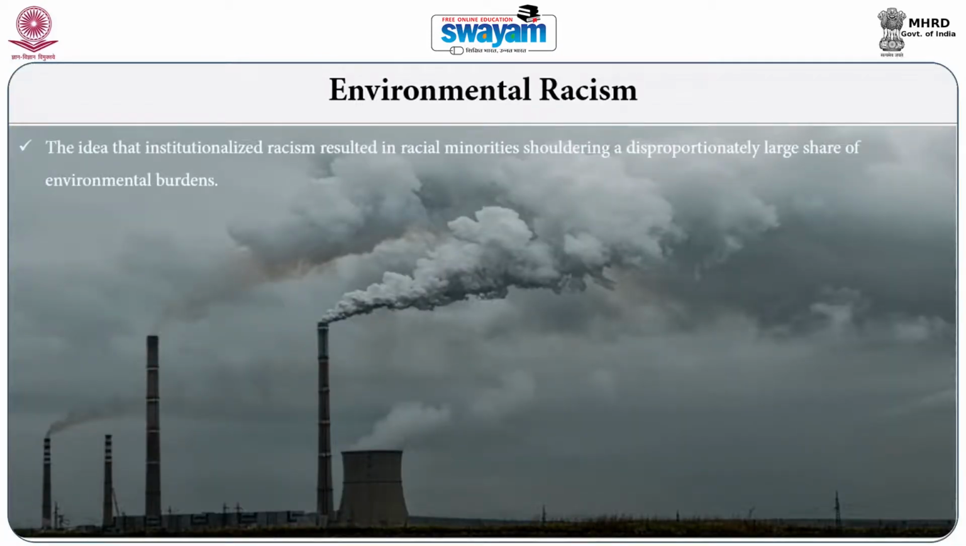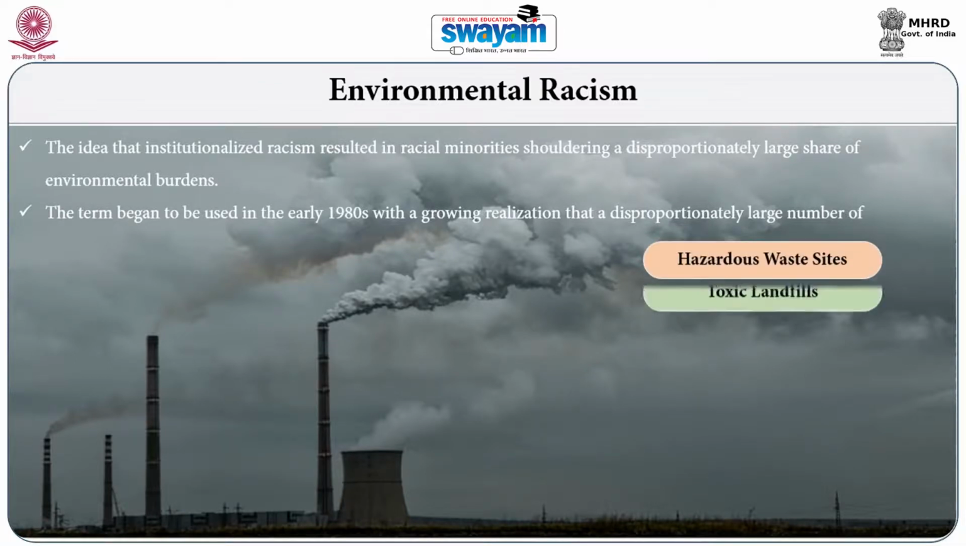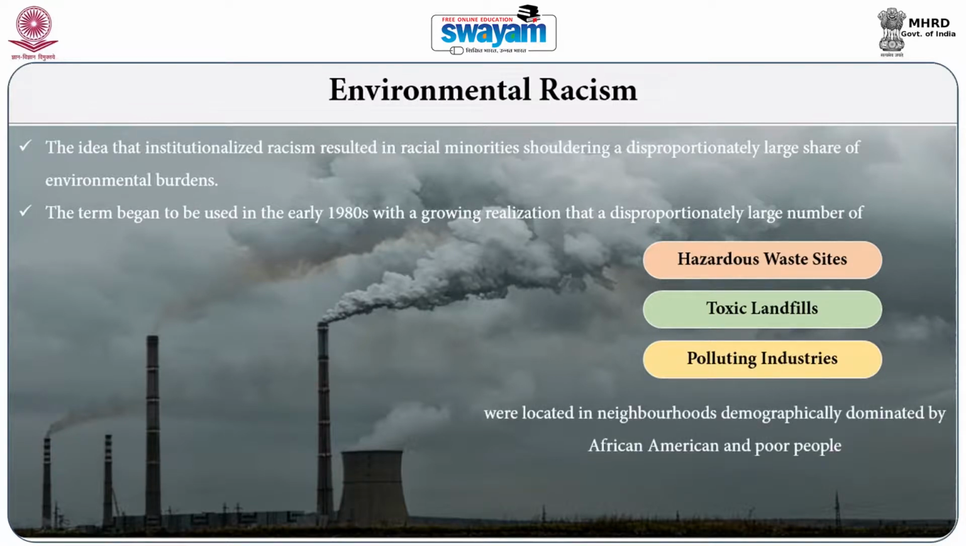Now, to understand where the idea of environmental justice came from, there is one particular idea, environmental racism, which emerges in the early 1980s and is of importance. What is environmental racism? The idea that institutionalized racism resulted in racial minorities shouldering a disproportionately large share of environmental burdens. The term began to be used in the early 1980s with a growing realization that a disproportionately large number of hazardous waste sites, toxic landfills, polluting industries were located in neighborhoods demographically dominated by African American and poor people.